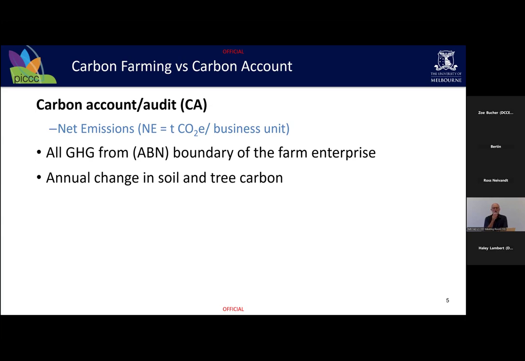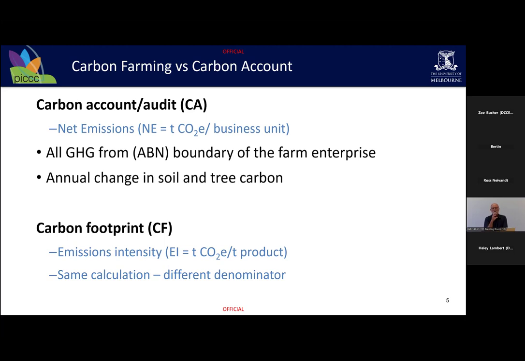When we talk about a carbon account versus a carbon emissions intensity or carbon footprint, they're not the same thing. A carbon account is the total emissions, the net emissions from a business unit. I think of it in terms of, is it per boundary of the business? So you can think of an ABN as being a boundary of a business where there might be two physical properties and you're moving animals between the two or moving equipment between the two. That's one business unit that comes into a carbon audit. So it's total greenhouse gas emissions from a defined boundary around the farm enterprise, minus the annual change in soil and tree carbon. We'll come to that again in a moment.